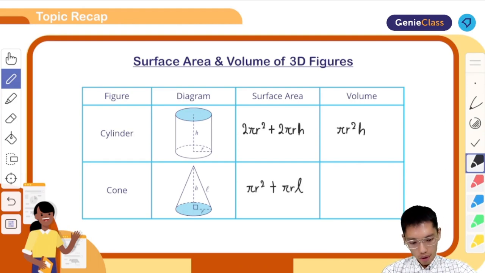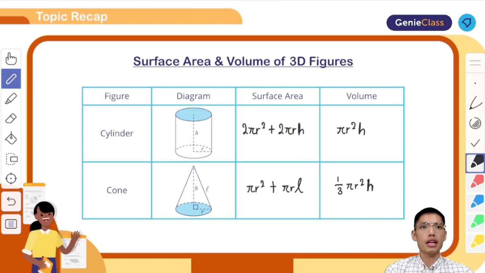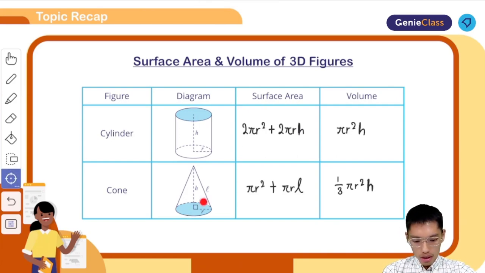Henceforth, my volume is actually 1/3 of a cylinder. 1/3 of a cylinder, base area times height. Perfect over there. The base area in this case is a circle. Height is just the height of the image over there. Now, following up further from there.